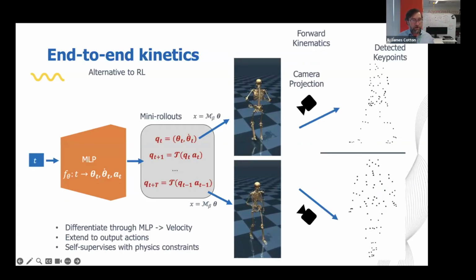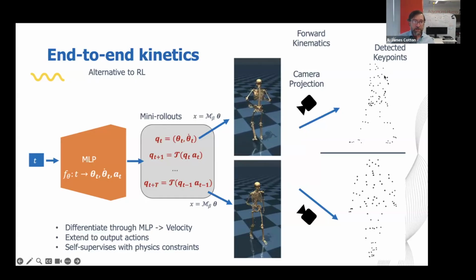And so what we can do is take that representation I described earlier, which is a mapping from time to joint angles. And because it's a function, we can take the derivative with respect to time. So now we have time going to joint angles and joint velocities. And we can augment that representation to output the actions at each point in time. And then because this is running in a biomechanics physics simulator, we can actually roll those physics rollouts out in time and make sure that where it ends in a few frames aligns with our detected key points.